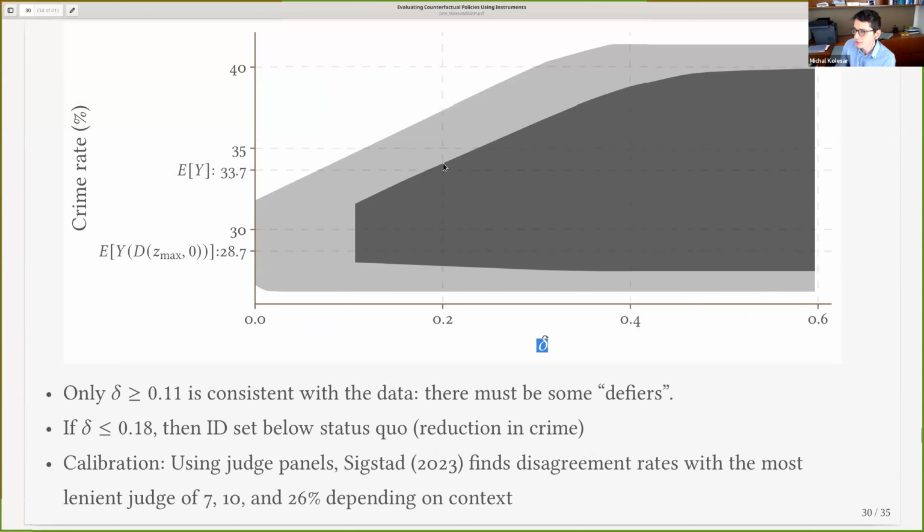You can see that once I impose that the disagreement rate is, say, at most 20%, I can actually rule out. So the current outcome is that about 33% of the people in the data set commit crime. If I impose a tight enough disagreement bound, I can actually conclude that under this policy where I require the prosecutors to be more lenient, I would improve outcomes, so the crime rate would go down, at least according to the point estimate of the sharp identified set, so the confidence intervals are a bit wider.